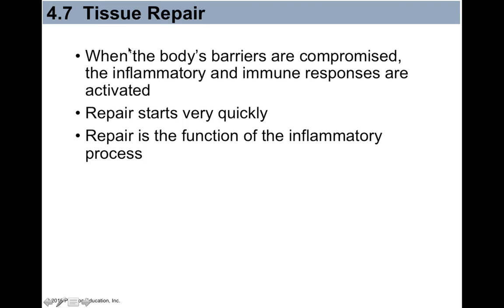Okay, in this video, we're going to talk about tissue repair, developmental aspects, and aging. In terms of tissue injury and tissue repair, when the body's barriers are compromised, there's an inflammatory and immune response that's formed, and this actually helps to set the stage for repair pretty quickly. In fact, repair is the function of the inflammatory process. So this is the first step of tissue repair, is inflammation.